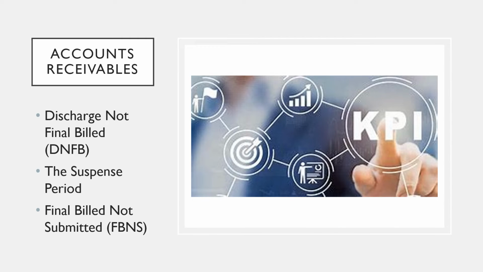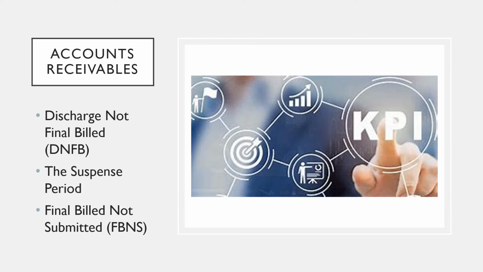Many of you have probably heard of accounts receivable, and there are different ways to measure your AR, known as key performance indicators. The DNFB is the portion that identifies where patient services are completed, but the provider has not been able to bill the claim yet. It is best that we set a 3-day window that allows for the completion of the coding, charging, and insurance verification for the suspense period.